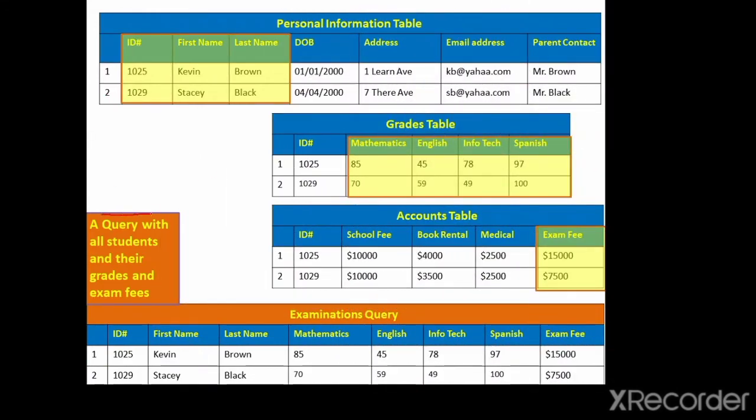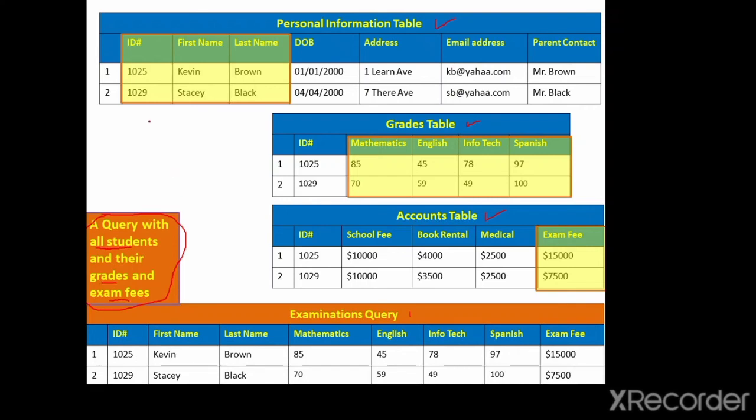This is my query that I want to create. So look at this. A query with all students and their grades and exam fees. So here I have 3 tables. I have this information table, this grades table, and this accounts table right here. So the query asks for all students and their grades and their exam fees.